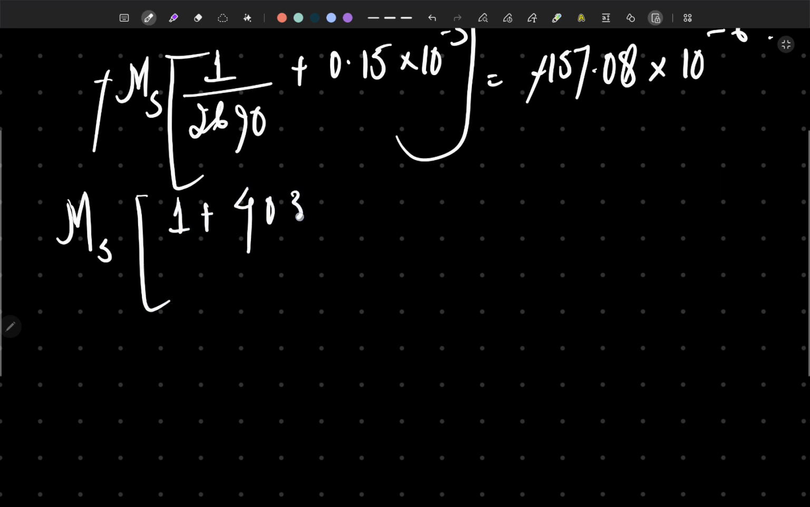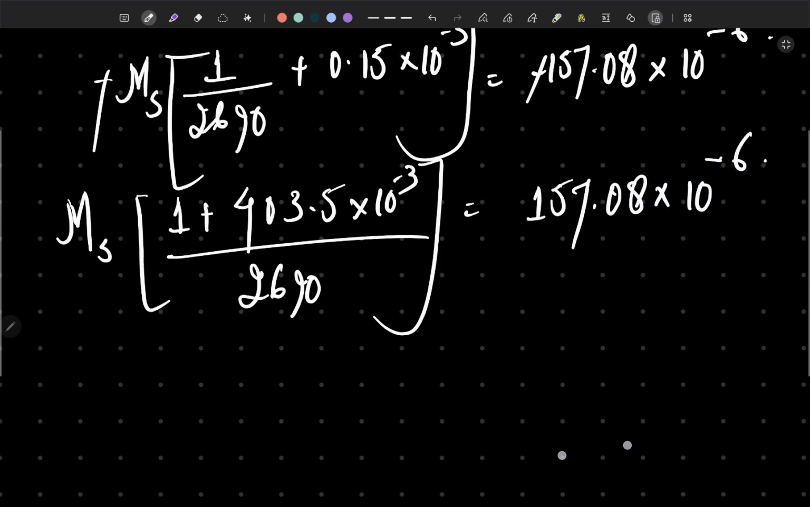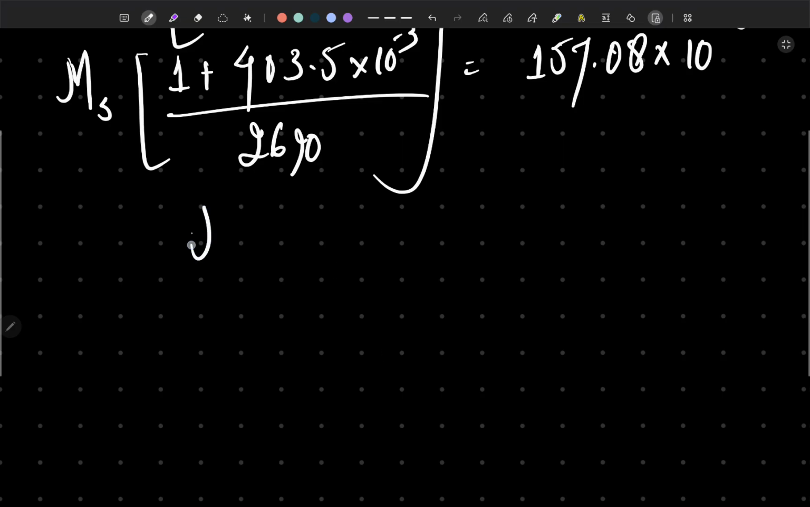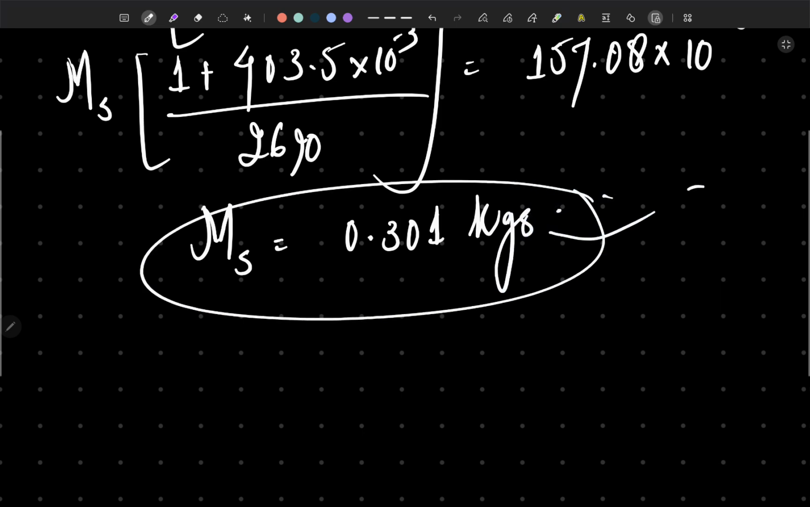Upon further solving this equation, it is 157.08 into 10 raised power minus 6. So by solving, mass of solids comes equivalent to 0.301 kgs. By solving this equation, mass of the solids comes equivalent to 0.301 kgs.